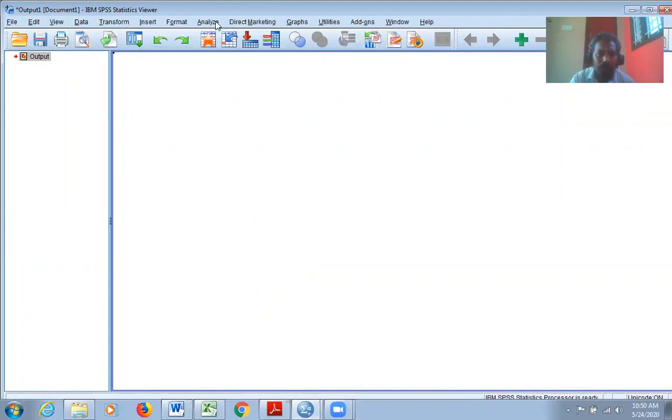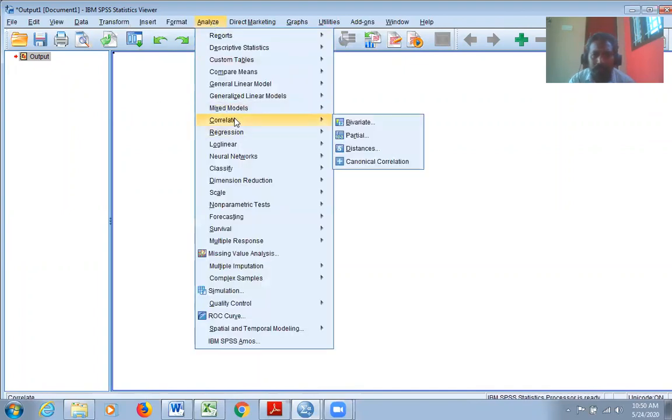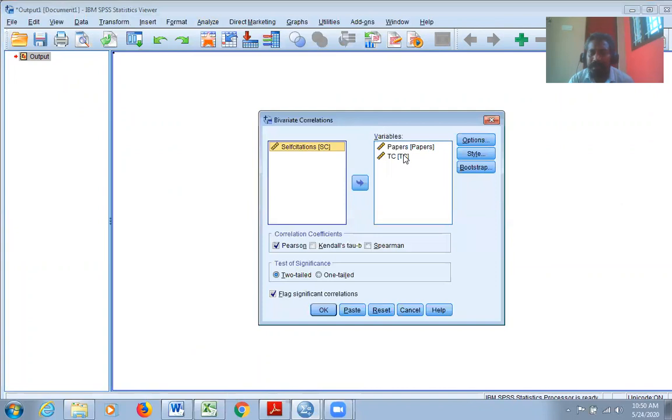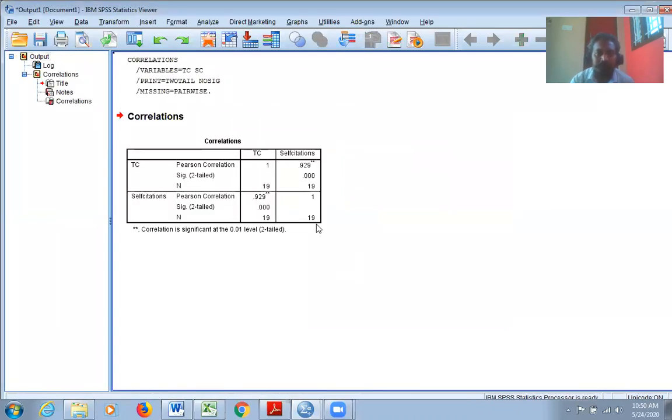I'll go to analyze, I'll go to correlate, I'll go to bivariate. This time, let me check the correlation between total citations and self-citations. Is there any linear relationship between total citations received in a particular year and self-citations received in that particular year? So I just say, okay.